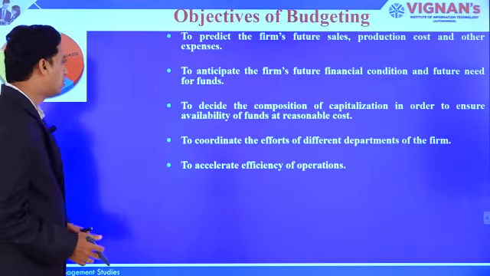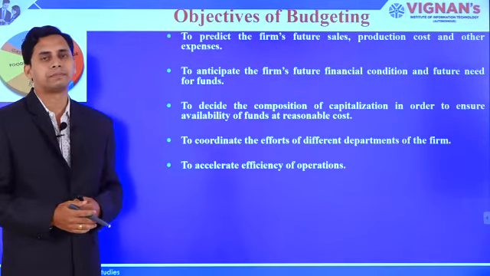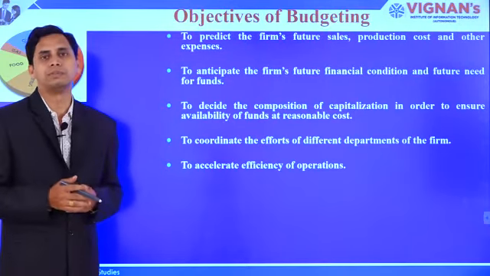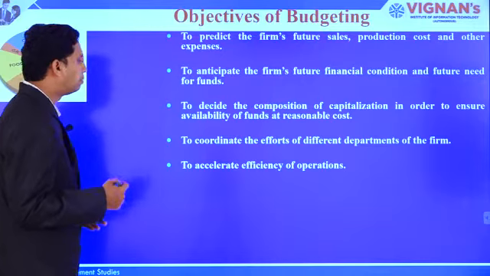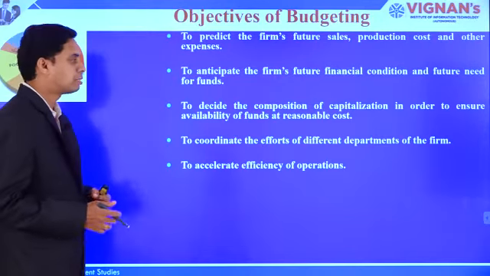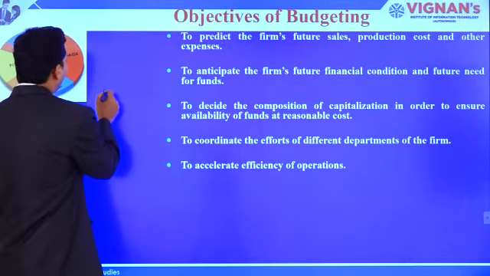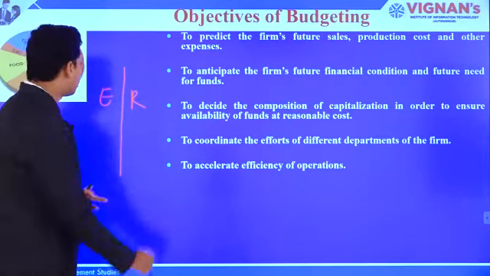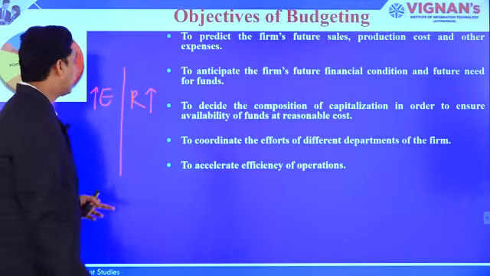To accelerate the efficiency of operations. Operational efficiency is very, very important. It means we need to improve the operations every time. How do we do it? Budgeting will definitely help in this case, because in budgeting we will understand the expenses of an operation and the revenue of the operation. How much expense we have incurred for a particular operation, and how much return we have achieved from that particular operation, will be calculated in budgeting.